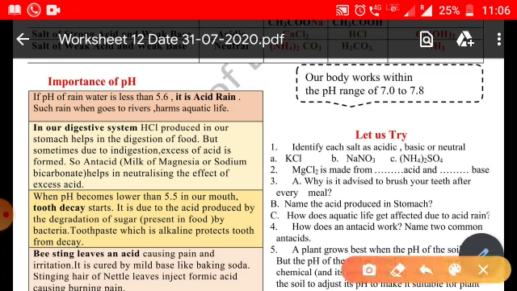Again, when the pH becomes lower than 5.5 in our mouth, because of the degradation of the sugar present in our food by bacteria in our mouth, this leads to tooth decay. The tooth is covered with enamel, the hardest substance of the body, but when the pH is lower than 5.5, it gets degraded, and this leads to tooth decay.